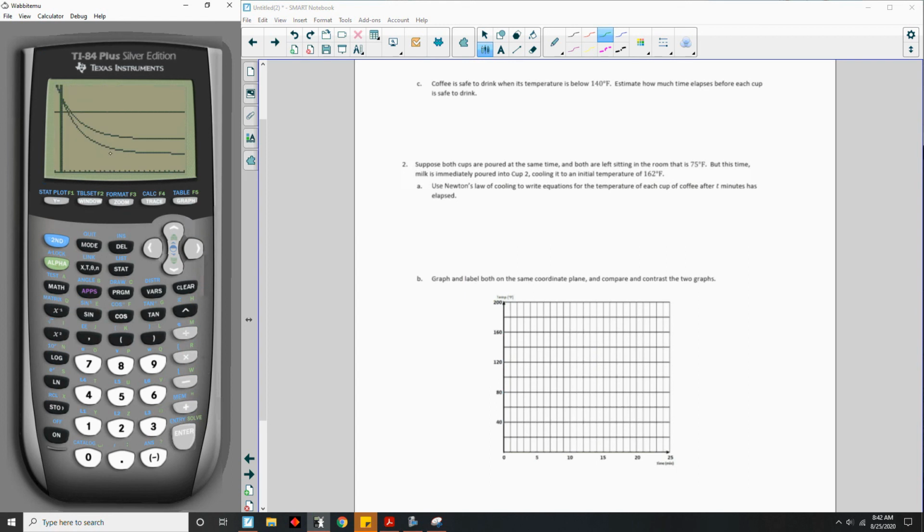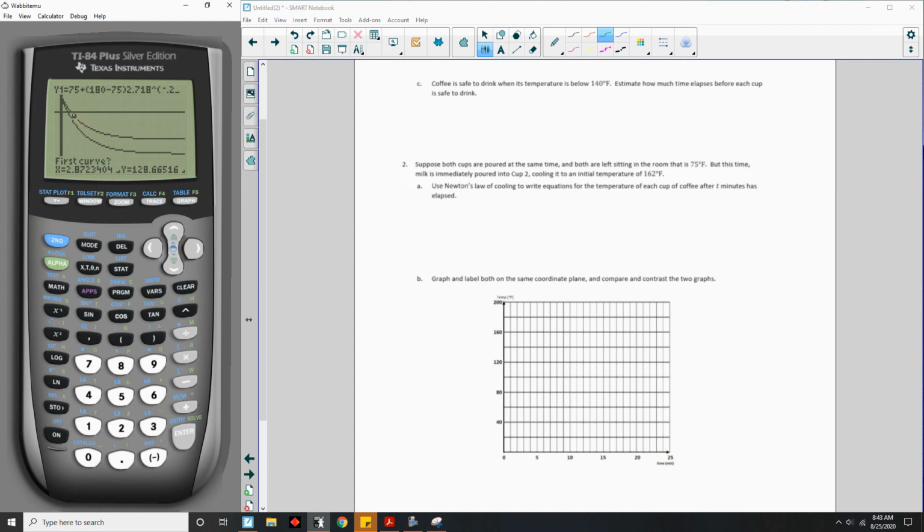Okay, right there. So the coffee that's outdoors is cooling slower. It hit right here at whatever time this is, and this one hit right here, whatever time that is. So I can calculate that by doing second, calculate, intersection 5, and this is the coffee that is in the room at 75 degrees.